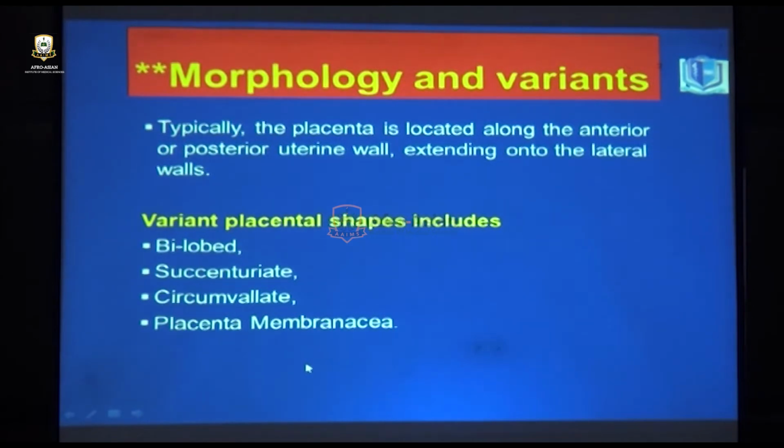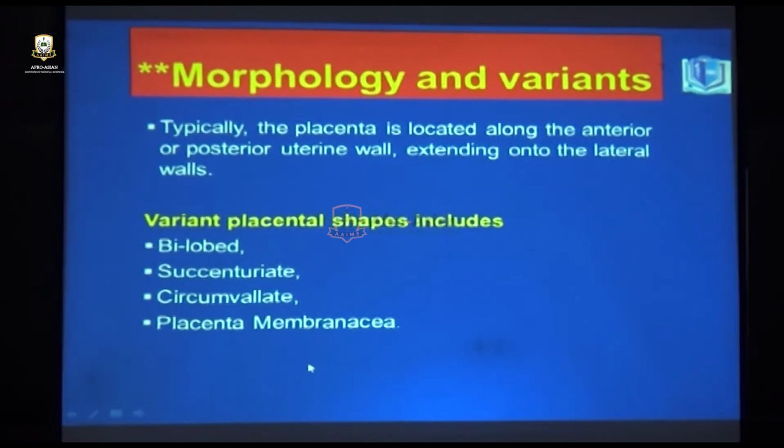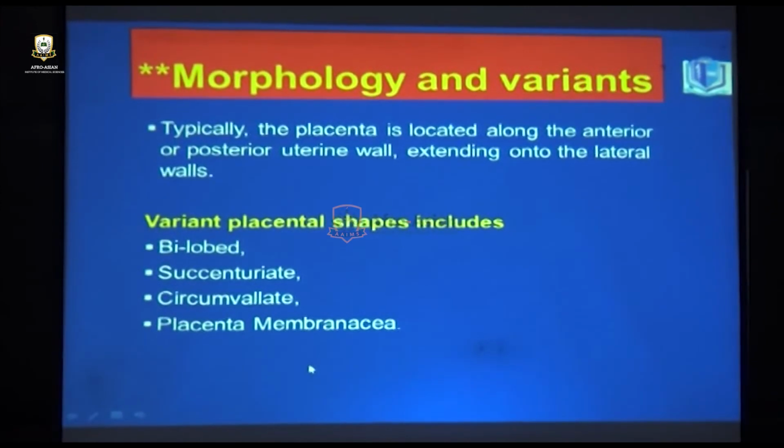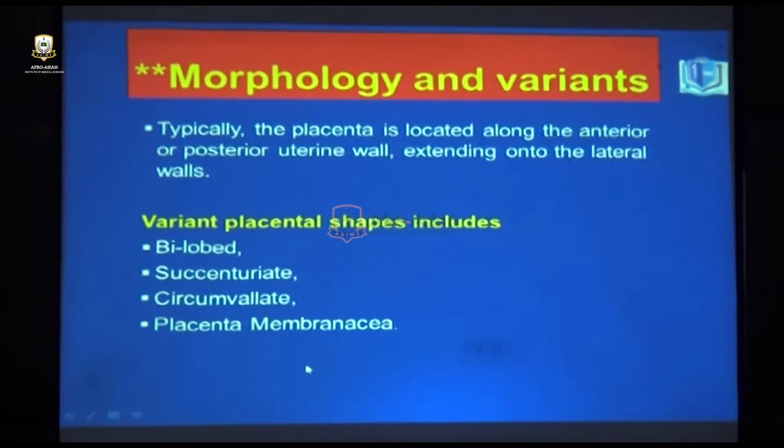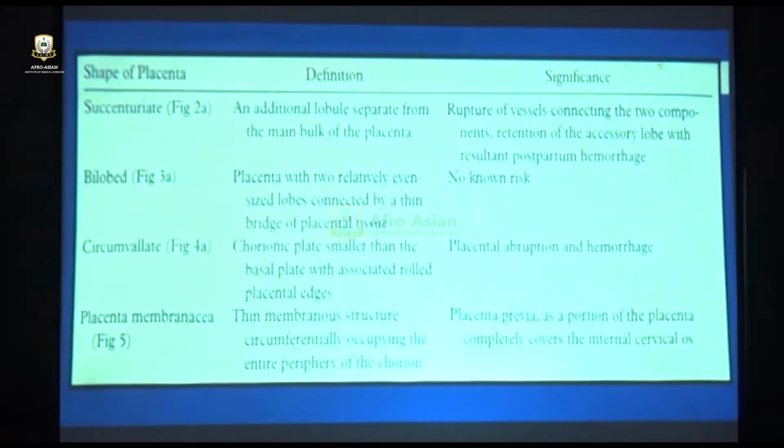When we know normal placenta, we must be aware of morphological variants. Variants include different shapes. One is bilobed, other is accentuated lobe, the third one is circumvallate, and fourth one is placenta membranacea. We must be aware about these placentae, because if we are not sure, we might have problems during delivery and after delivery also.